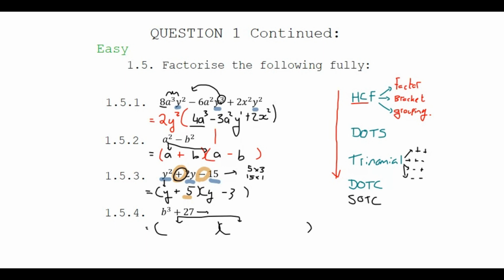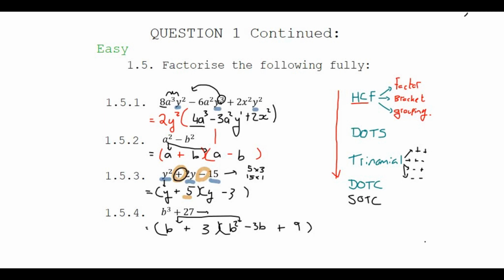So we break it up into its base forms, b, and what's the cube root of 27? 3. And the plus carries down. Now, over here, we're going to have b squared, and what's 3 squared? 9. And for our middle number, you times them together, so 3b. And then this will become plus.